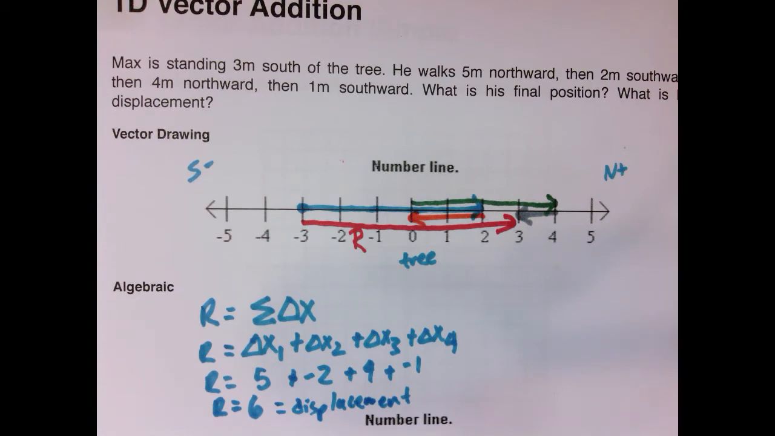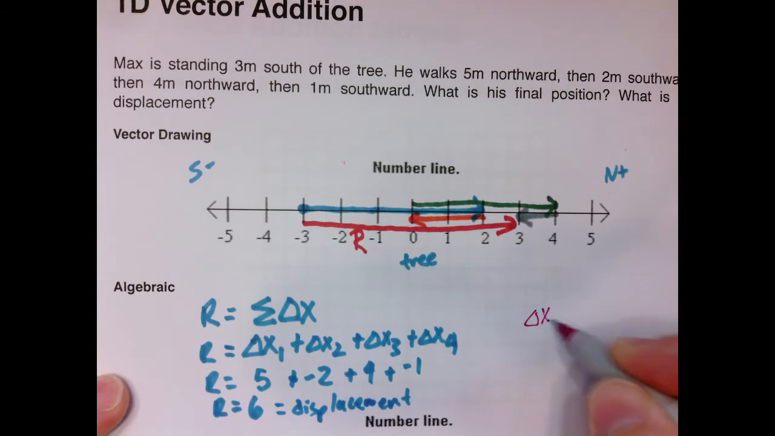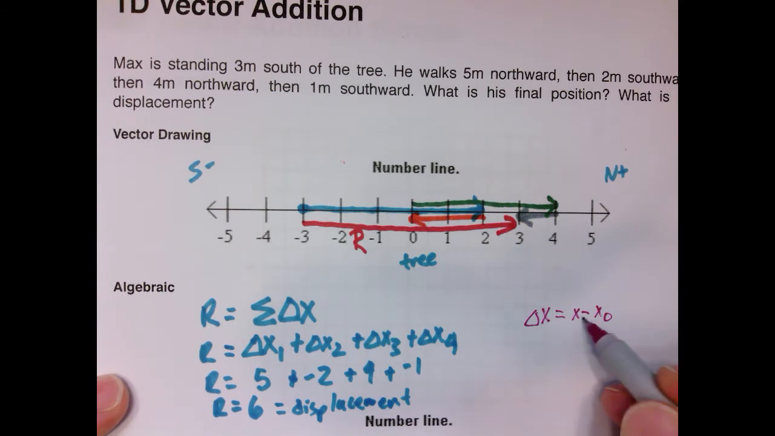So what do we do to find the position? Well, we know the definition of displacement is x minus xo. So the question is, where is he? X? Well, then x is delta x plus xo. And delta x we said was 6, and xo was -3, the initial position. So we have a position then of 3.